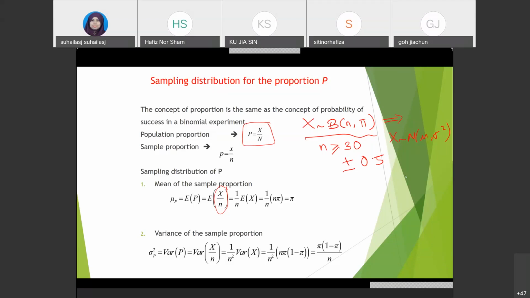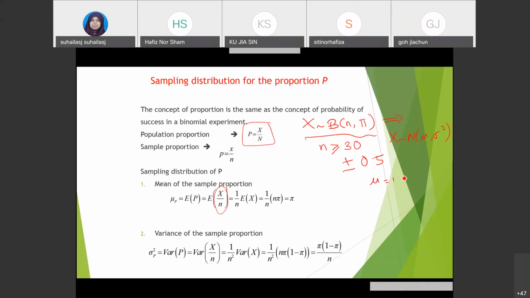When you change to normal, you get mu equals N pi, and sigma square equals N pi times 1 minus pi. Let's say you want to find the probability of X greater than; that means you have to add either plus 0.5 or minus 0.5. It depends on the question. Since your X comes from a binomial experiment.